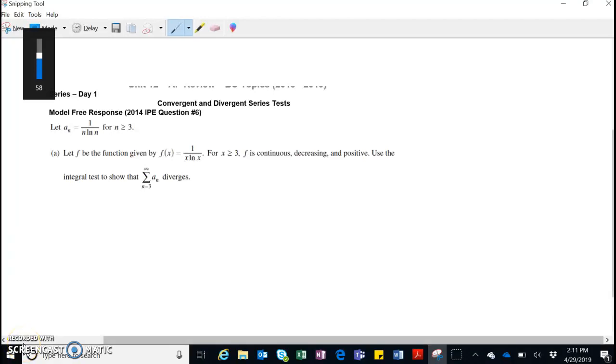Hi guys, I am on page 25 of your new BC review packet that you received today to go through the model free response problem on page 25. Follow along with me and make sure that you're taking notes in your packet so that when we meet for tutorials tomorrow, you can ask me questions and we can go over anything that you didn't understand.